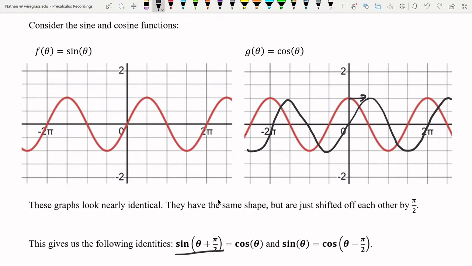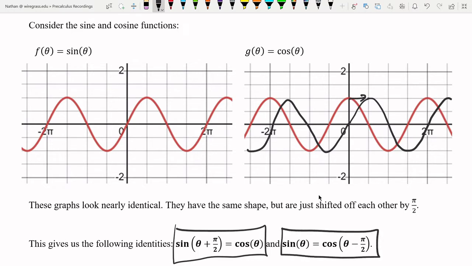So that tells us that sine of theta plus pi over 2 equals cosine. So we have this identity. And also, by the same reasoning, sine of theta equals cosine of theta minus pi over 2. So there are these two identities that relate sine and cosine. They're actually the same graph, just shifted a little bit.